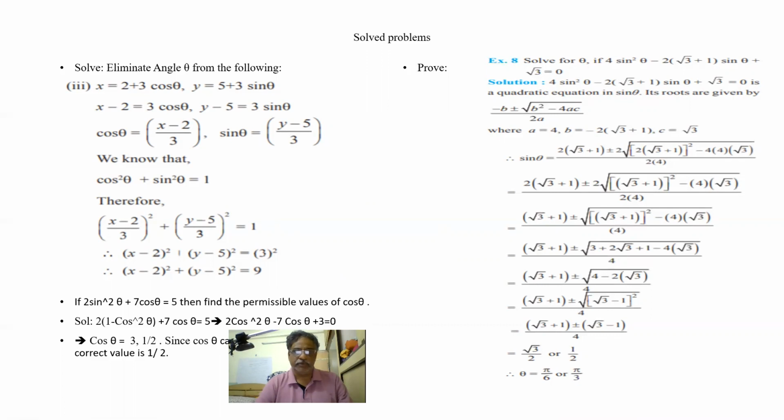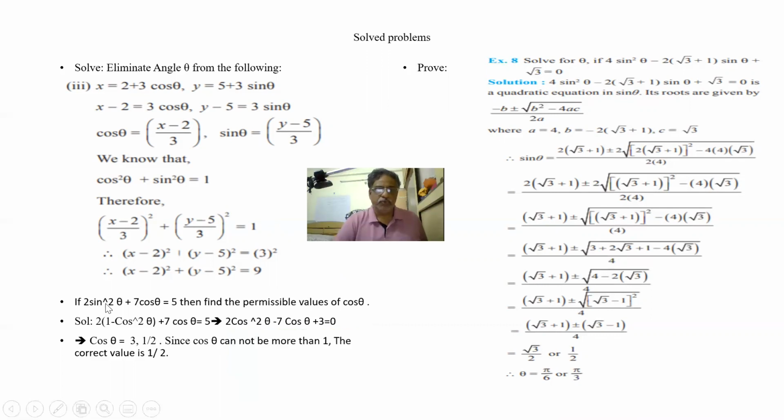So let us find out. If 2 sin square theta plus 7 cos theta is 5, find the value of cos theta. So 2 sin square theta can be written as 2 into 1 minus cos square theta, plus 7 cos theta. So this is a quadratic equation in cos theta: 2x square minus 7x plus 3 is equal to 0. So cos theta is having 3 and 1 by 2. Can cos theta be more than 1? It cannot be, because this is not valid. So cos theta is half.